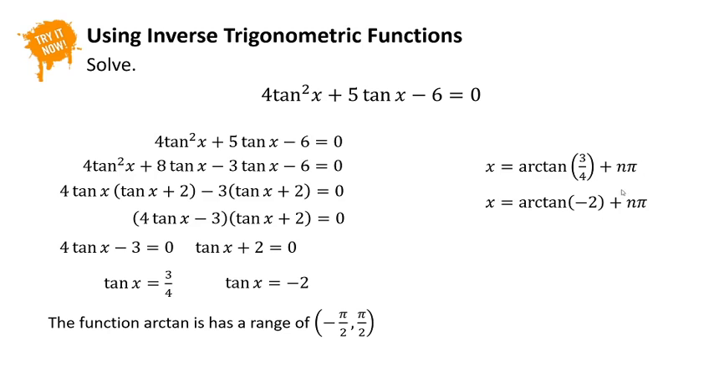Arctangent of 3/4 plus n pi, that's coming from one of the factors that we got when we factored out this quadratic equation in tangent, setting both factors equal to 0. The other factor was tangent of x is equal to -2 here, and that was our other set of solutions as well.